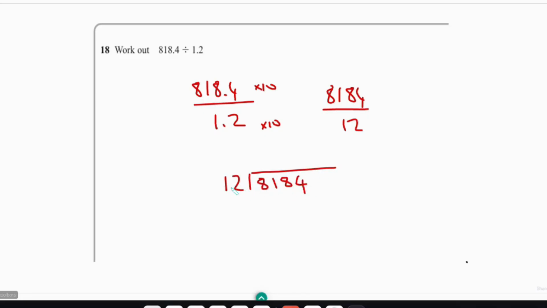Bus stop method. 12s into 8, 12s into 81. Let's have a look. Right, so I've got 81 would be about here. Gives us 1, 2, 3, 4, 5, 6. Remainder 9. Carry the 9 here. 12s into 98.